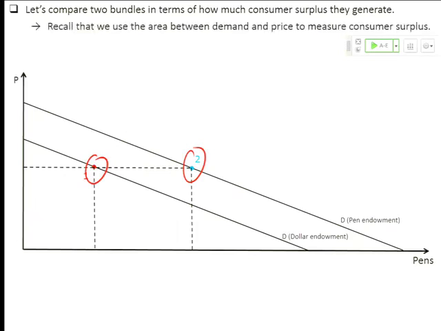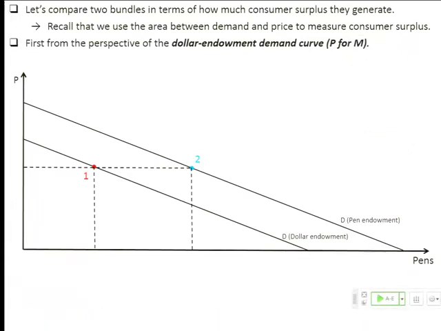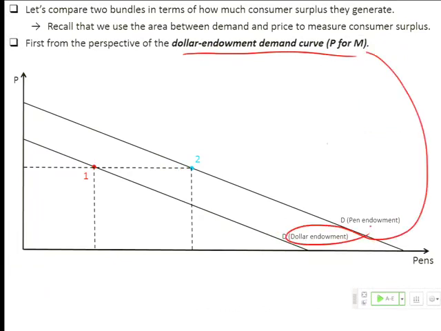So remember, as I'm sure you will, we use the area between the demand curve and the price line to measure consumer surplus, right? It's how much you would have been willing to pay if you'd been required to pay, your maximum willingness to pay, minus how much you actually did have to pay. So it's the amount of your willingness to pay that you got to take home with you, and the rest of it you left at the store because you had to pay a price. Okay, so where do I want to go with that? Let's start by evaluating the comparison between these two bundles from the perspective of the dollar-endowed demand curve. So that was the lower one, right? So what do we have?